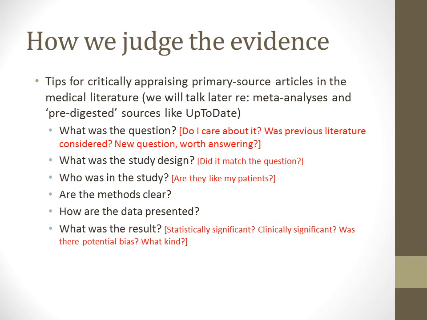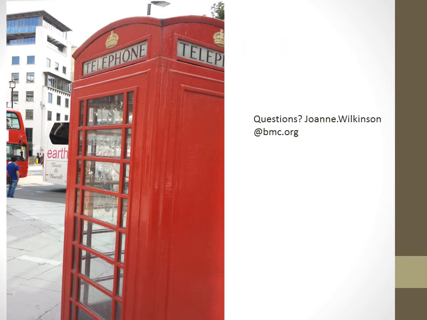Was it statistically significant? Was it clinically significant? Was there potential bias? And if so, what kind? So we'll be looking at several articles in class over the next couple of classes, looking at how well constructed they were, whether there might have been bias, and whether we think that they're a good source or not. If you have questions, as always, you can email me.